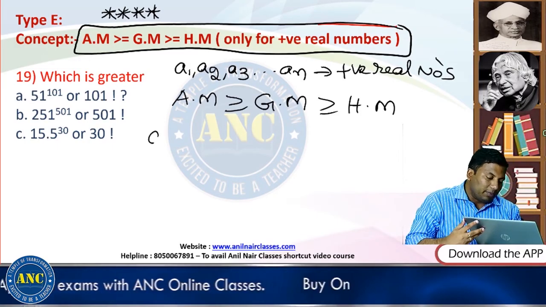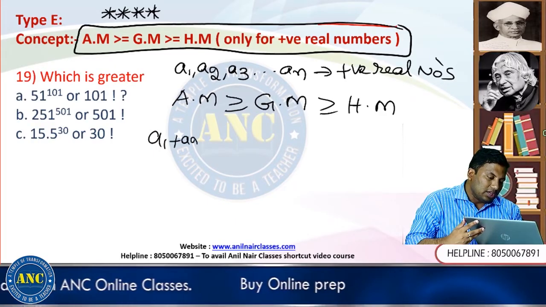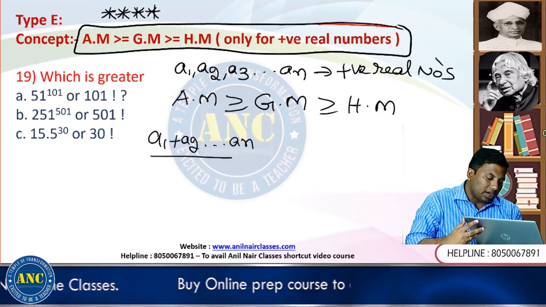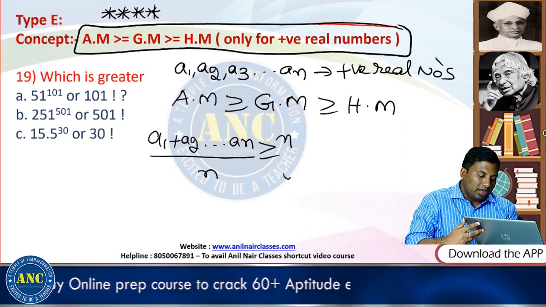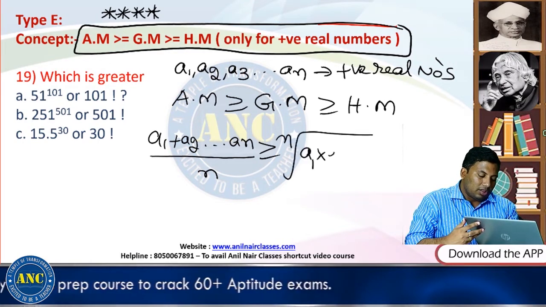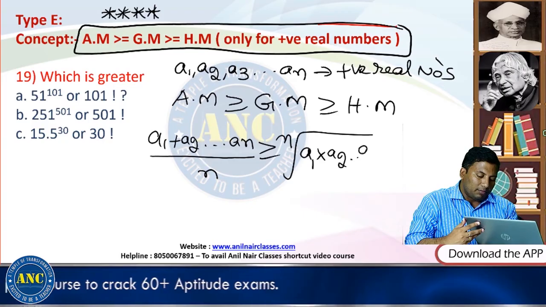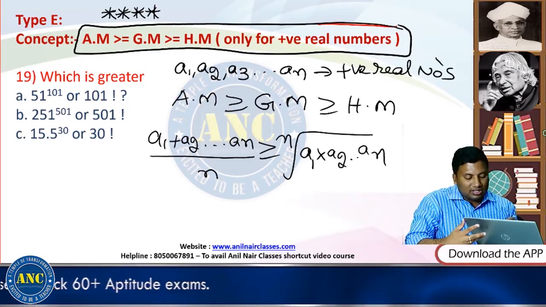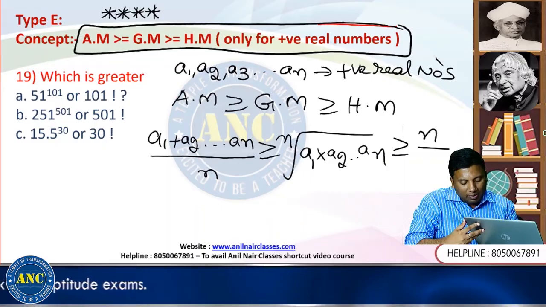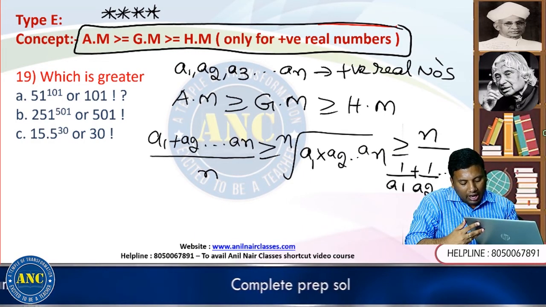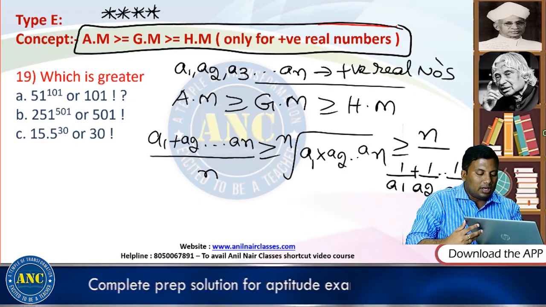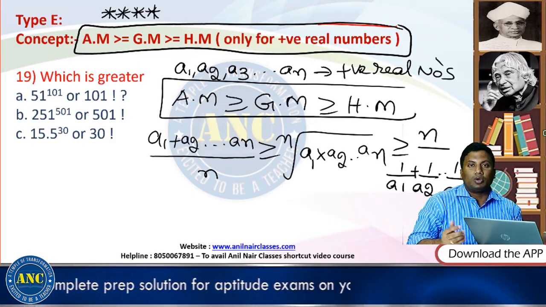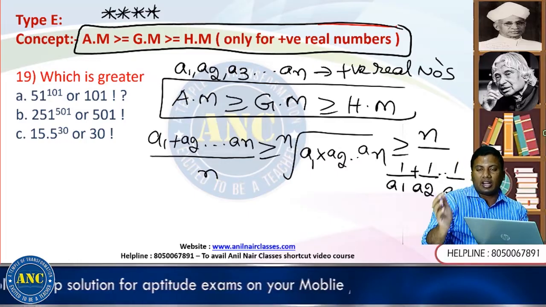What is arithmetic mean? Arithmetic mean is the sum of the quantities divided by the number of the quantities. Geometric mean is the nth root of the product of all the positive real numbers. Harmonic mean is the reverse of arithmetic mean: n by 1 by A1, 1 by A2 and so on up to 1 by AN. Always remember, AM is always greater than or equivalent to GM, which is greater than or equivalent to HM.